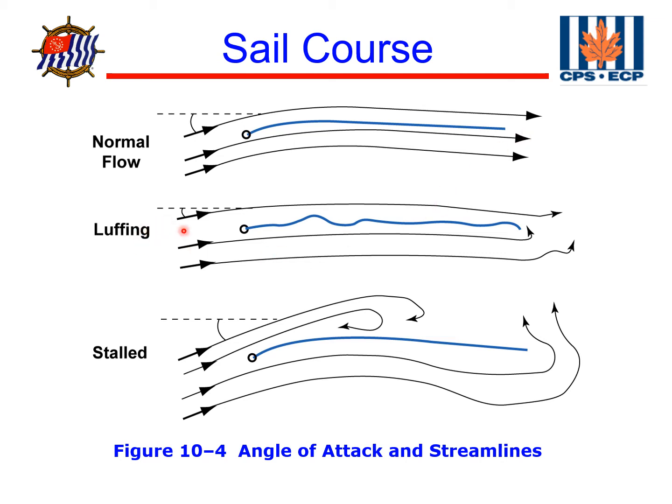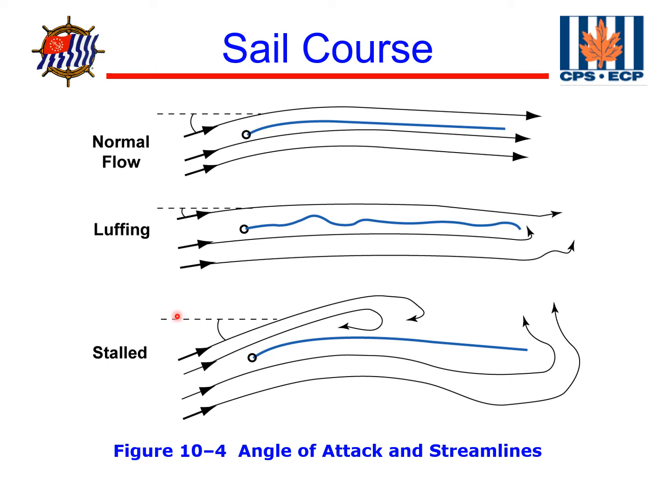In this instance, where we're in a luffing situation, the angle of attack is too narrow, and because the angle of attack is too narrow, we're getting a disturbance of the wind as it goes across the sail. So it's good on this side, but it's getting disturbed on the downwind side.